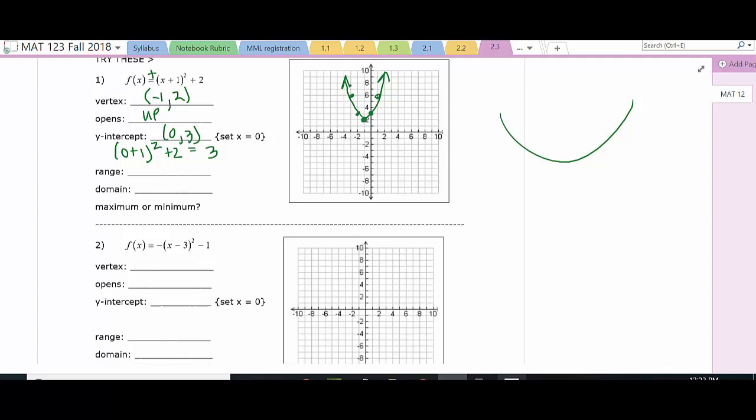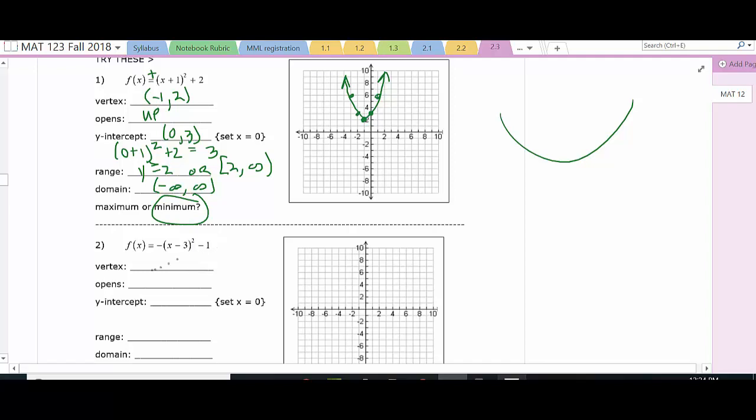What did you put for the range? 2 and infinity. You could say y is greater than or equal to 2, or you can say bracket 2 to infinity. You don't have to put both, just one, but you need to understand there are 2 ways to do that. The domain, I hope you put negative infinity to infinity, because that's always what it is. That'll never change on a quadratic function. And max or min? Minimum. It hits a low point like that. Once you learn that, you can get a real fast graph of a quadratic that way.